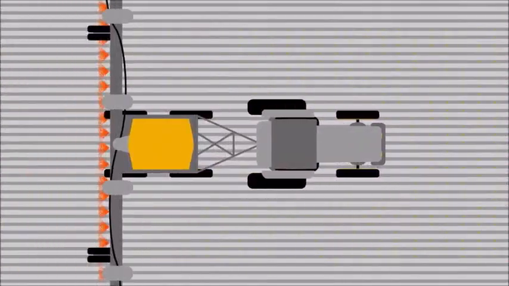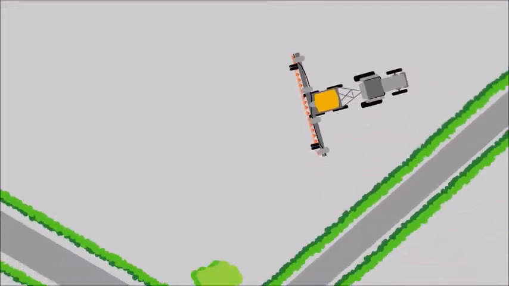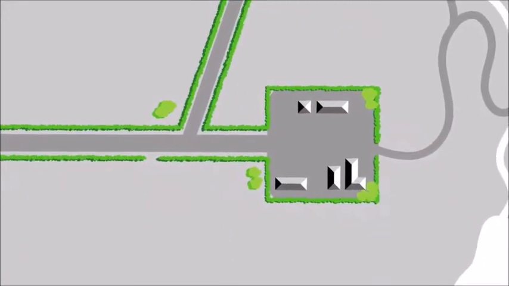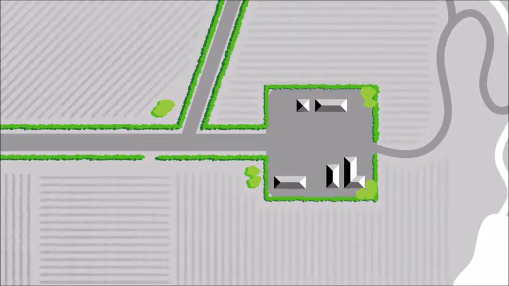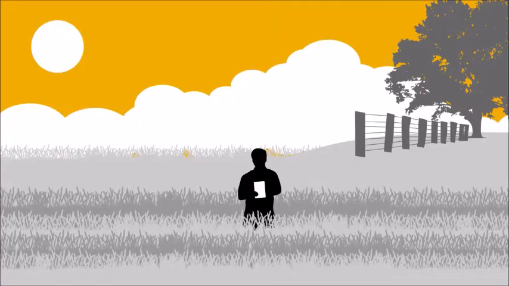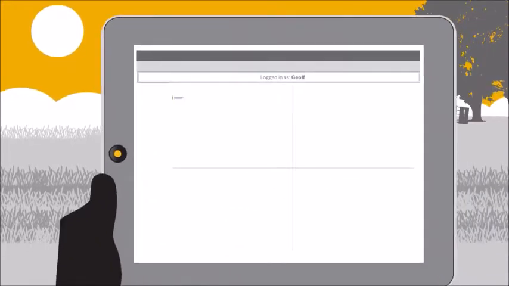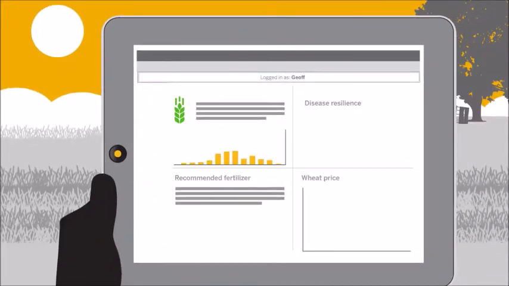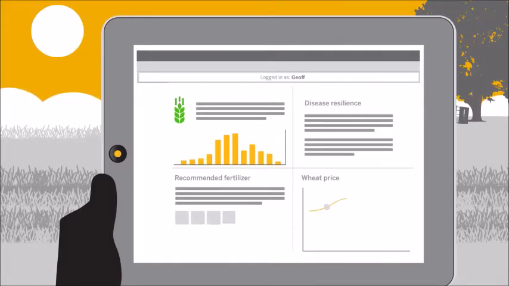A few weeks later, Jeff sows his seed, fertilizes his soil, and sprays his crop with the optimum amount of protection needed per square meter, maximizing yield using GPS tracking technology. A few months later, Jeff's crop is mature and ready for harvesting. His calculations were correct. The market has moved in his favor, and his decision to use the Precision Agriculture Hub is about to pay off.